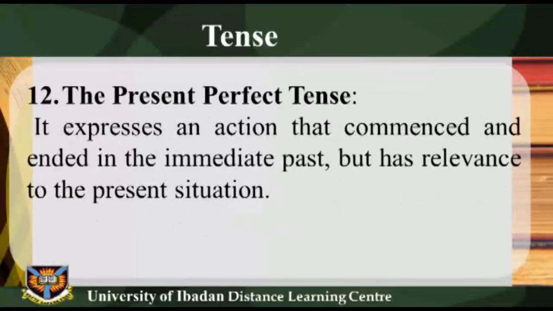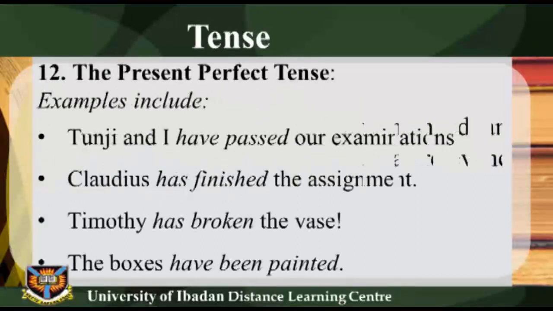Number 12. The present perfect tense. This type of tense expresses an action that commenced and ended in the immediate past, but has relevance to the present situation. Examples include: A. Tunji and I have passed our examinations.